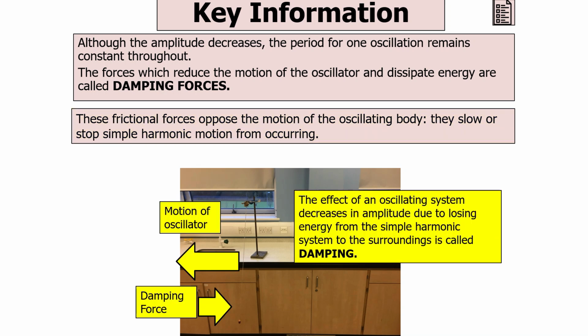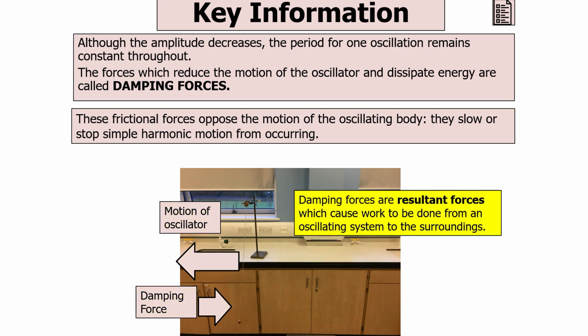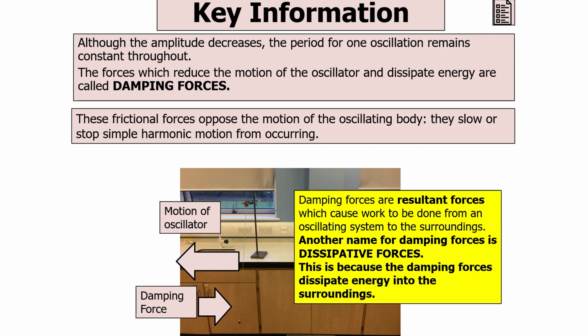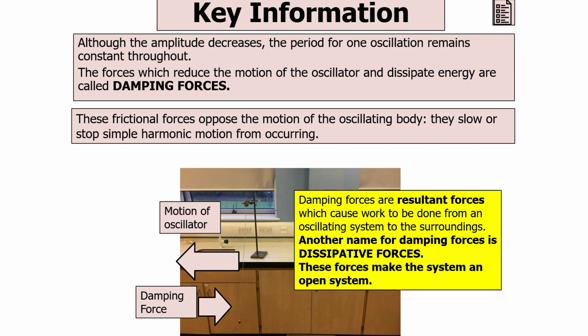So the effect of an oscillating system decreasing in amplitude due to losing energy from the simple harmonic motion system to the surroundings is called dampening. So dampening forces are resultant forces which cause work to be done from an oscillating system to the surroundings. Now, we know that another name for dampening forces is dissipative forces. This is because the dampening forces dissipate energy into the surroundings. Energy is transferred from the mechanical system to the internal energy of the surroundings. These forces make our system an open system.